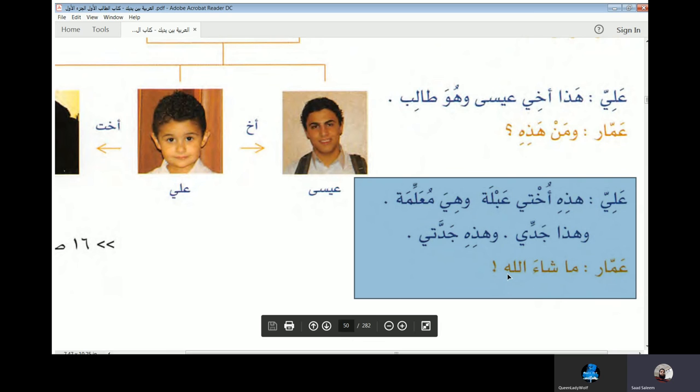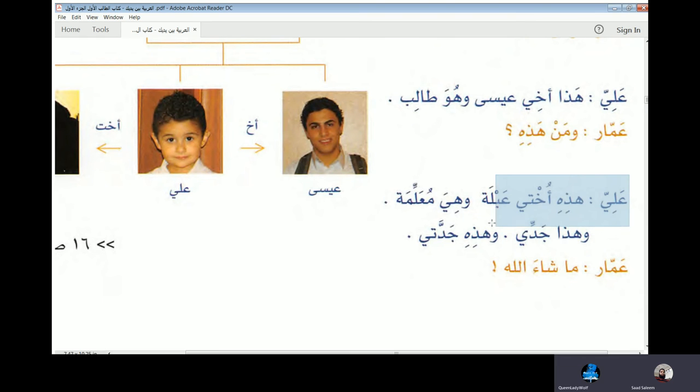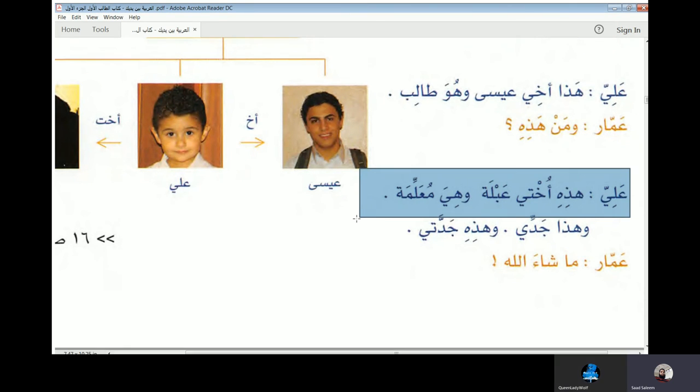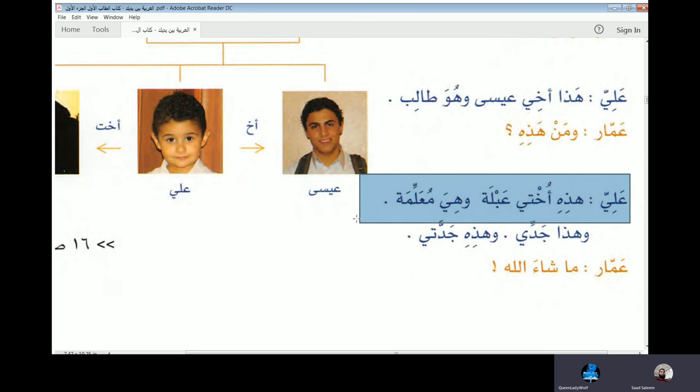Ammar: MashaAllah. Allah creates what Allah wills. And it will basically mean that may Allah protect your family in this context. Okay, read this. It says, Ali: hazihi ukhti Ablatun wa hiya mu'allimatun. So Ali says, this is my sister Ablatun, and she is a teacher.